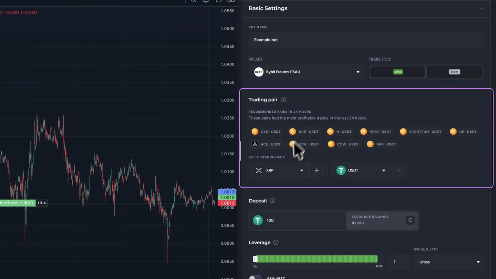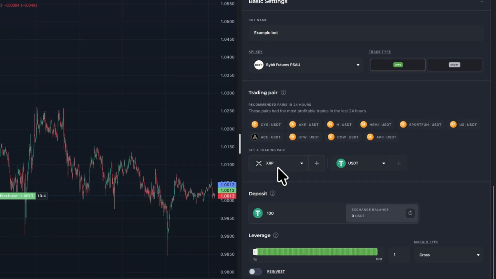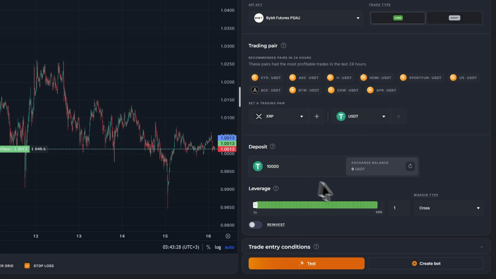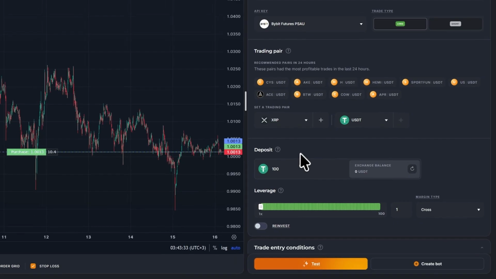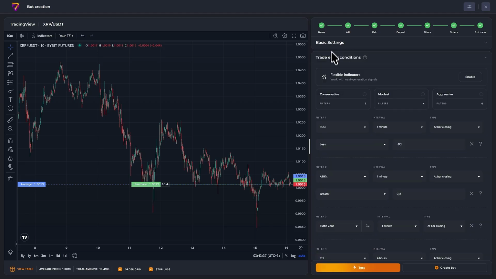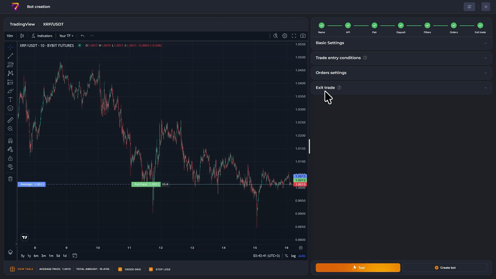After connecting, pick any trading pair. In this case, I'll be testing the XRP coin. Enter any deposit. It doesn't matter if you have money in your account or not. As I mentioned earlier, you don't need to fund your account for a backtest, but it's much better to enter a realistic amount that you actually plan to trade with later. After the basic settings, you need to configure the trade entry conditions, order settings, and the exit trade.